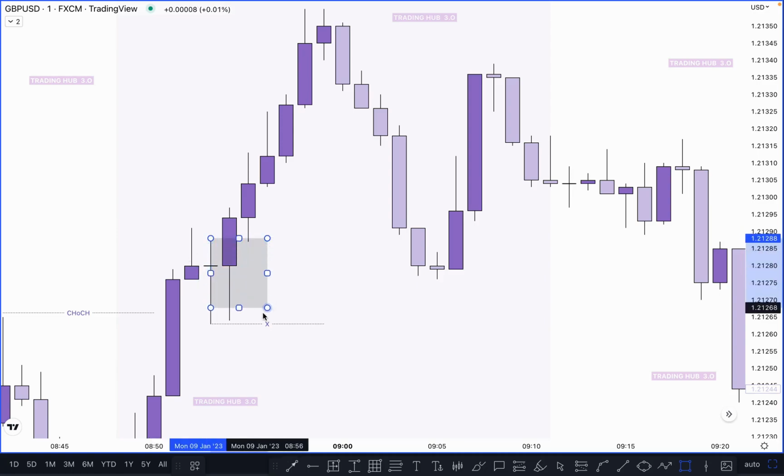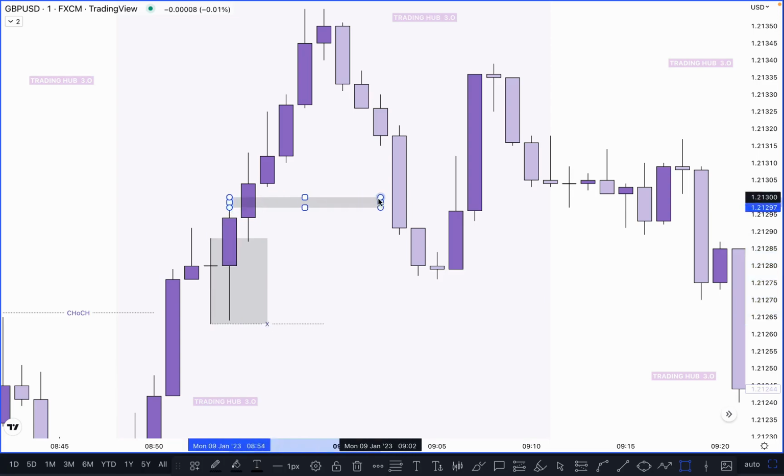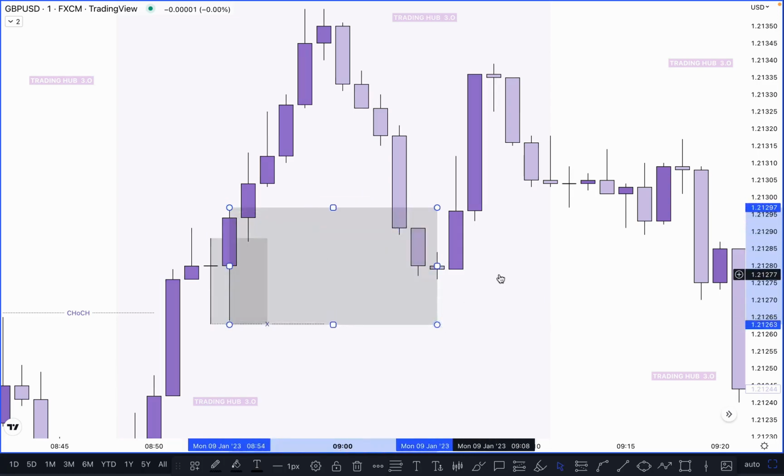If I zoom here, then you can see this pullback mitigates this order block. So we can't use this as an order block. You have to move your order block to the next candle, which is here, right? So this becomes our valid order block.